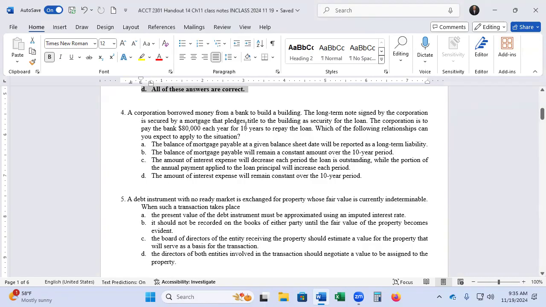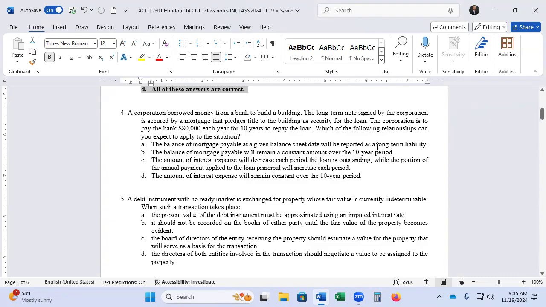A corporation borrowed money from a bank to build a building. The long-term note signed by the corporation is secured by a mortgage that pledges title to the building as security for the loan. The corporation is to pay the bank $80,000 each year for 10 years to repay the loan. Which of the following relationships can you expect to apply to this situation? The balance of the mortgage payable at a given balance sheet date will be reported as a long-term liability.